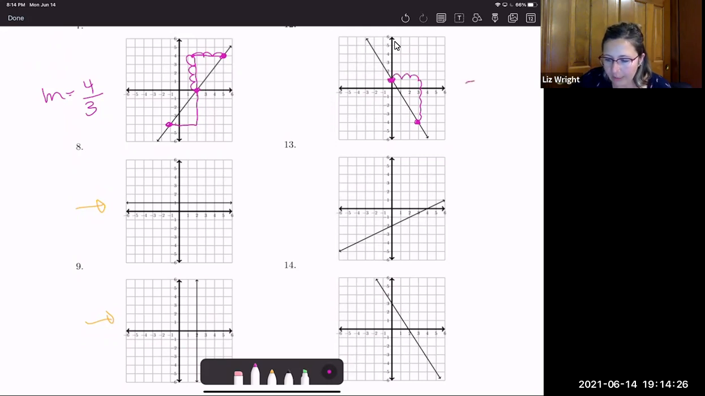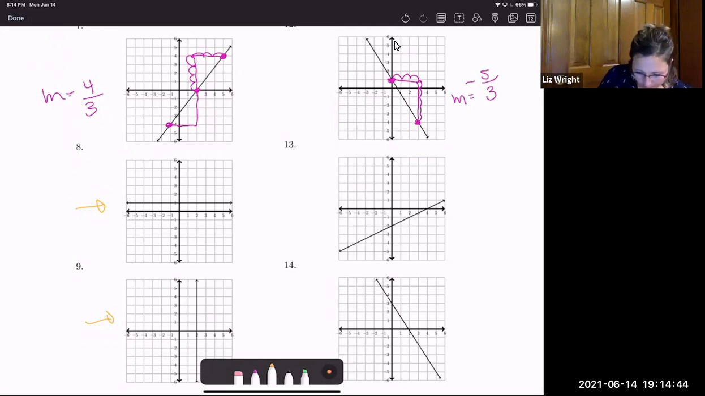So that's -5/3 for my slope. And you can draw your triangle in here. We're going down and to the right. And again, rise over run, -5/3. All right, let's look at number 8.